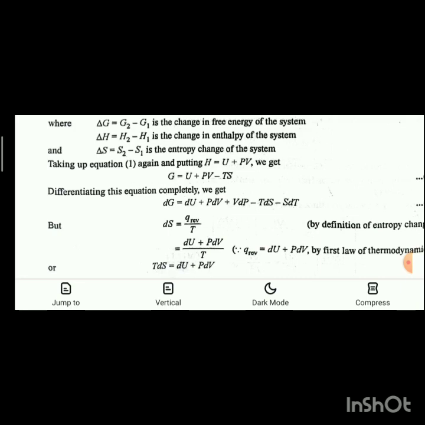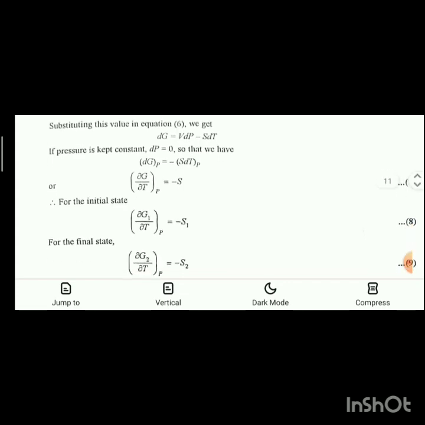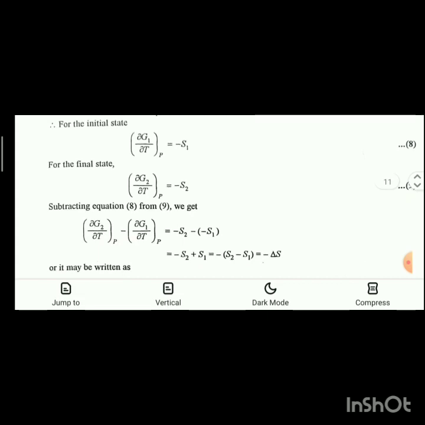On differentiating this equation completely, dG equals dU plus PdV plus VdP minus TdS minus SdT. dS equals q reversible upon T equals dU plus PdV upon T, so TdS equals dU plus PdV. Substituting these values, we get dG equals VdP minus SdT. If pressure is kept constant, dP equals 0, and (∂G/∂T) at constant pressure equals minus S. For the initial state, it equals minus S1, and for the final state, it equals minus S2.